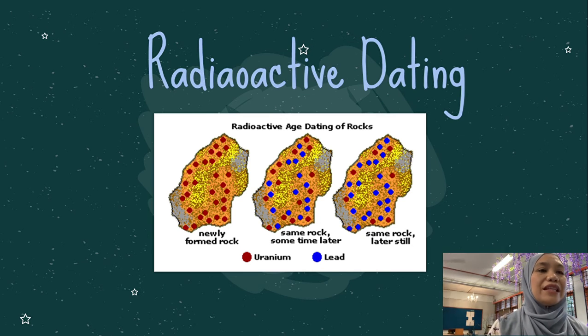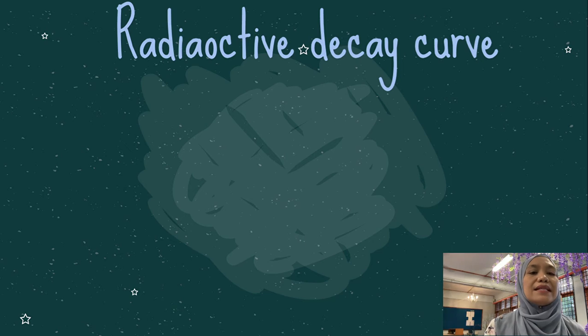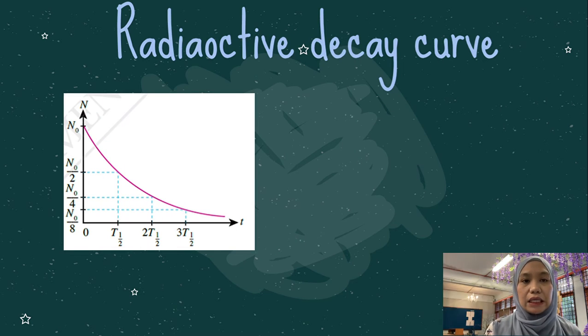Lastly, the radioactive decay curve. This is an example of a radioactive decay curve. We can see that the y-axis is the number N of mass, or number of atoms, or percentage of remaining radioactive nuclei, and the horizontal axis is time. So we can see that as time increases, the number or percentage decreases exponentially.